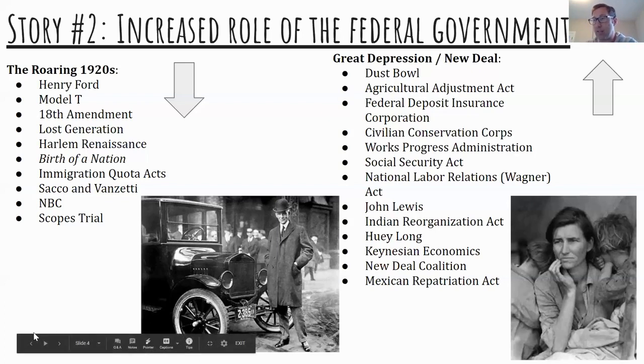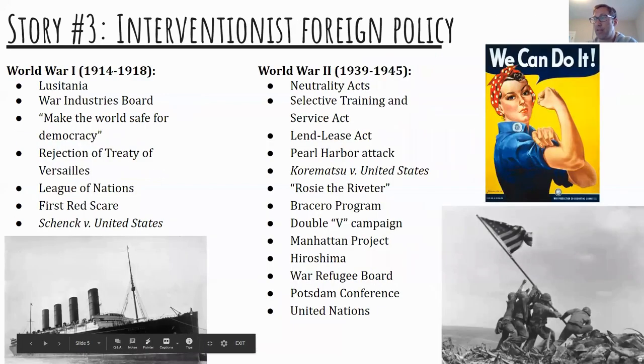Okay, now the key here is understanding that the government is not what pulled us out of the Great Depression. What actually pulled us out of the Great Depression was World War II, and that takes us into our final story. So our final story is America taking on the role of an interventionist country. And for those who don't know what interventionism is, it's when we take on the role of going in and getting involved in affairs overseas.